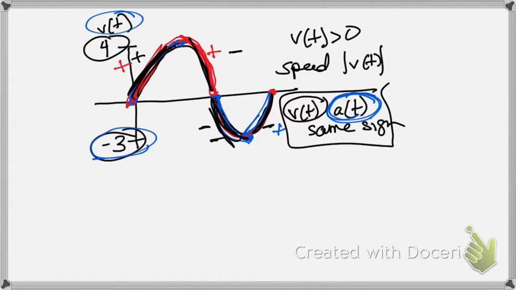Okay, so put it all together. We said speeding up is going away from 0. This was speeding up, and this is speeding up. Notice the signs. The signs there are the same. So speeding up, if you can look at the graph, speeding up is going away from 0. If you can't look at the graph, it's when velocity and acceleration have the same sign.